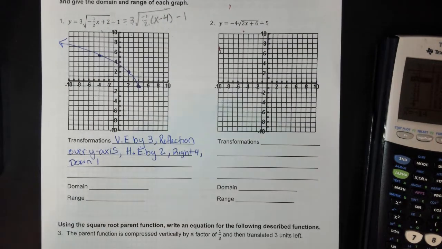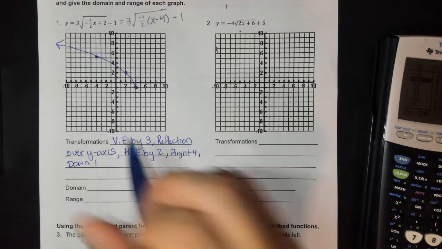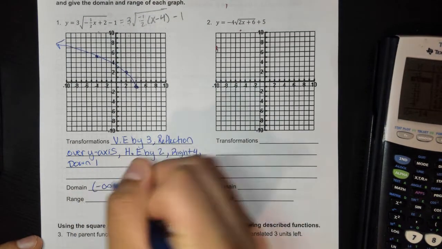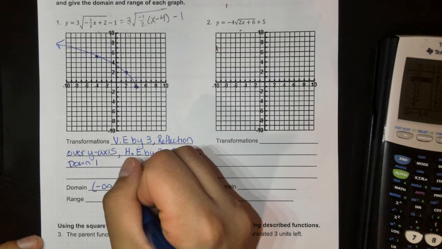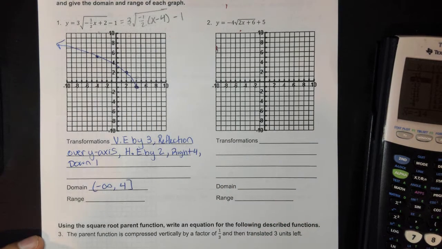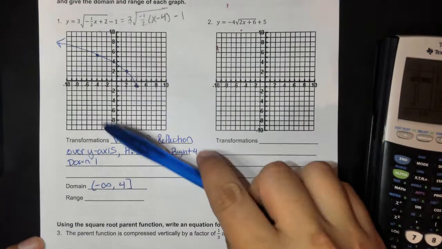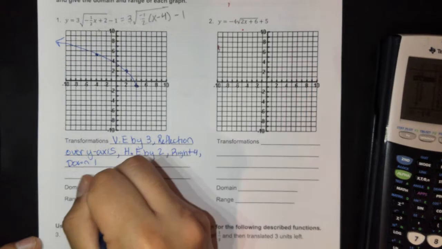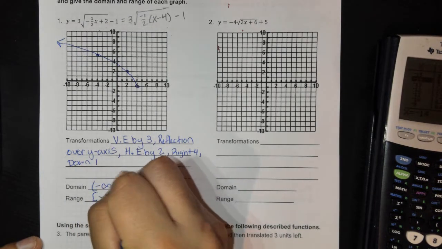Right, then for domain and range, again it's pointed this way, so for domain it starts at negative infinity and then stops at 4. And then for the range, which is from bottom up, we start at negative 1 and then keep going up. So negative 1 to infinity.